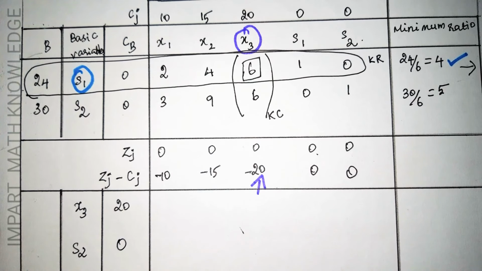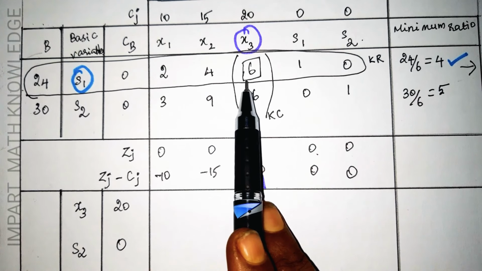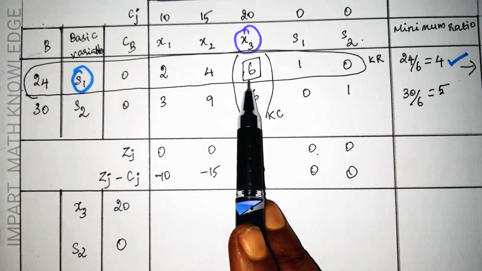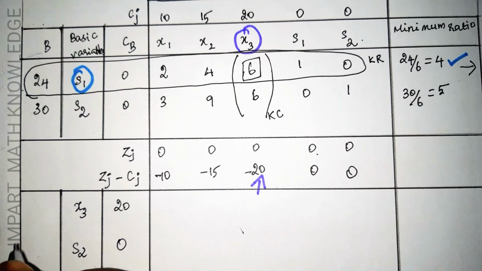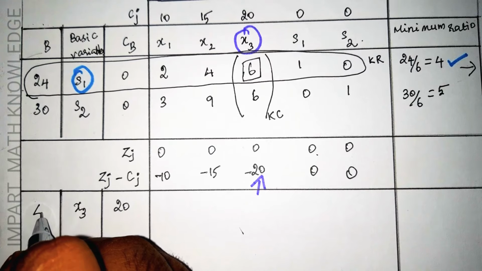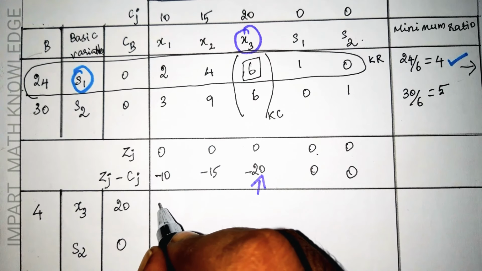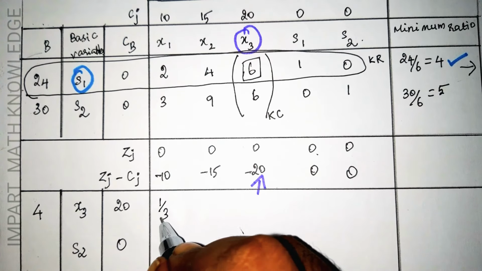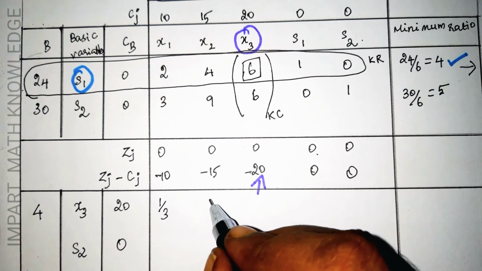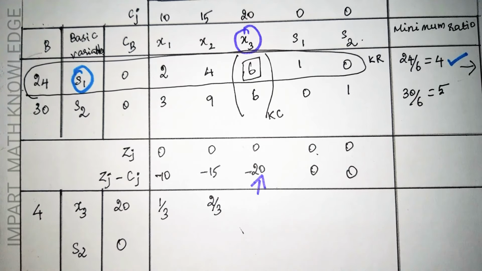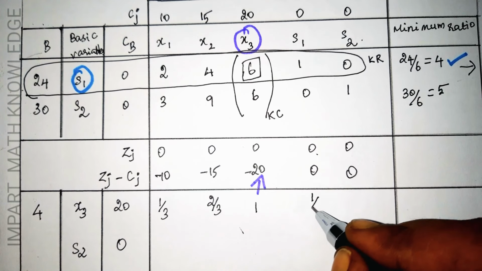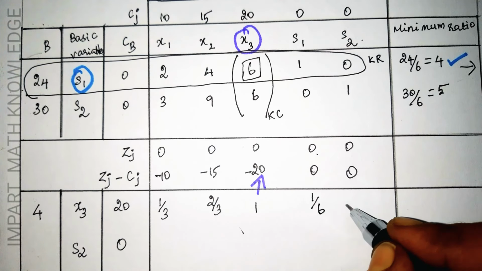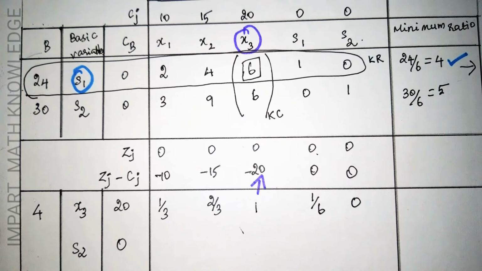Now we want to make the pivotal element as 1. Here the pivotal element is 6. So we want to make this element as 1. For that you have to divide by 6 throughout the row. That is 24 by 6, 4. 2 by 6 is 1 by 3. 4 by 6 is 2 by 3. 6 by 6 is 1 and 1 by 6. 0 by 6 is 0.